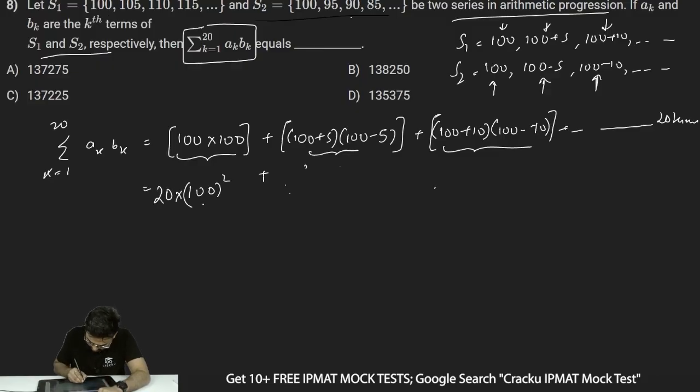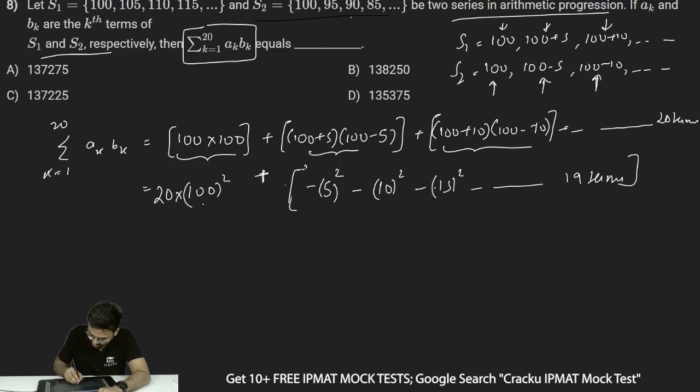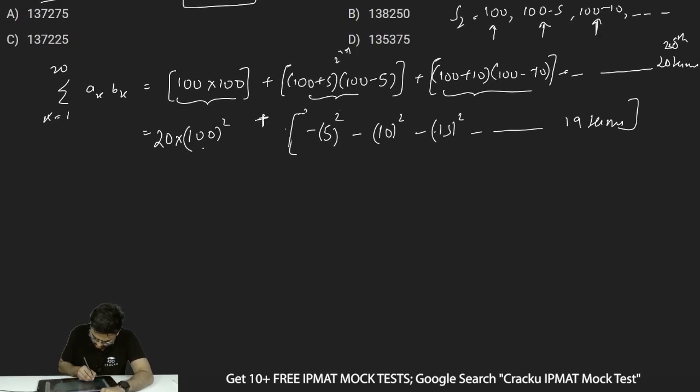20 into 100 square plus, now here in the bracket it will be minus 5 square plus minus 5 square minus 10 square minus 15 square up till 19 terms. There will be only 19 terms. This is the second term, and we are considering up till the 20th term. So from second to 20 there will be 19 terms. So 20 into 100 square is 10,000, and 10,000 into 20 is 2 lakh.